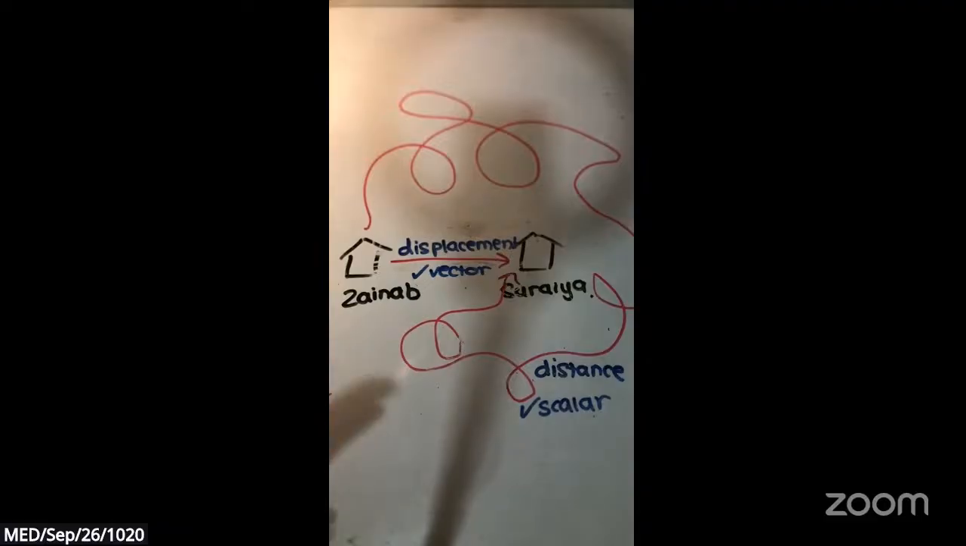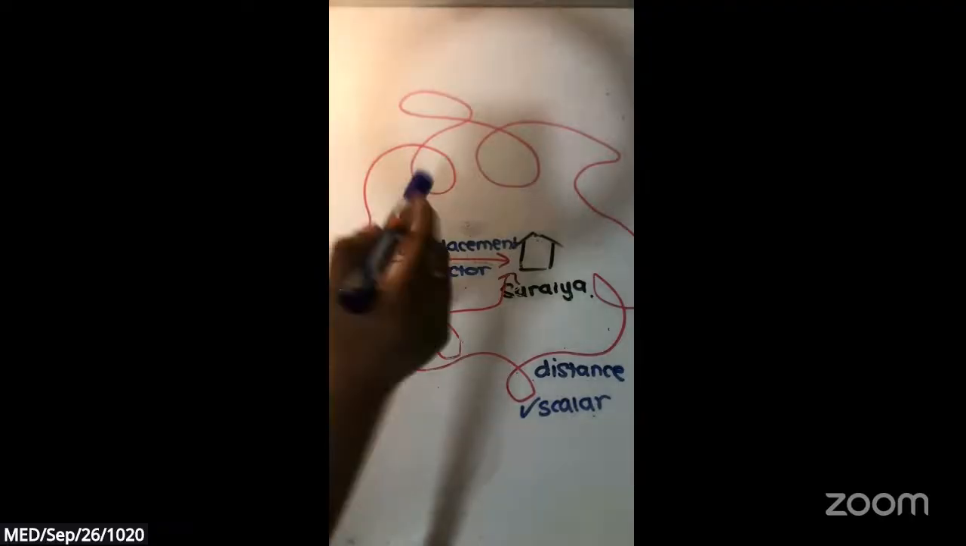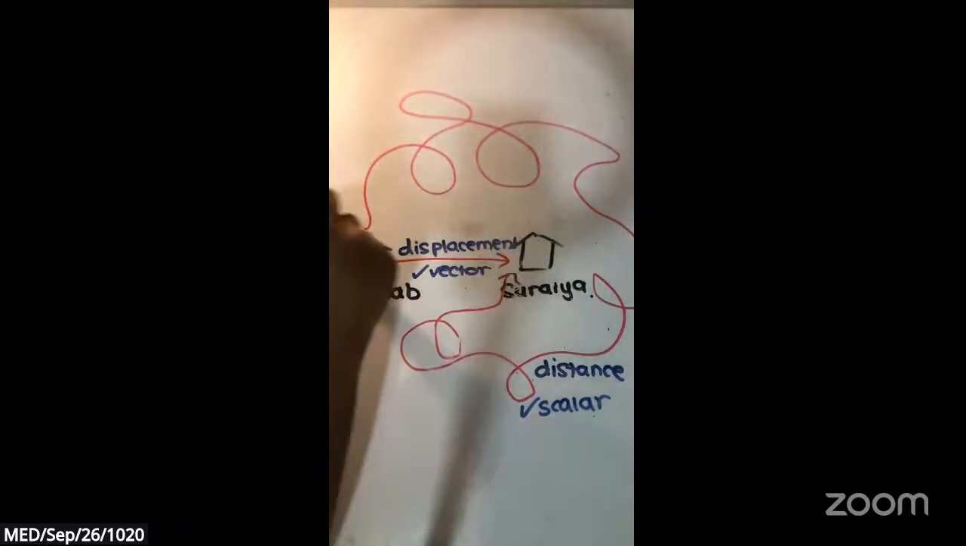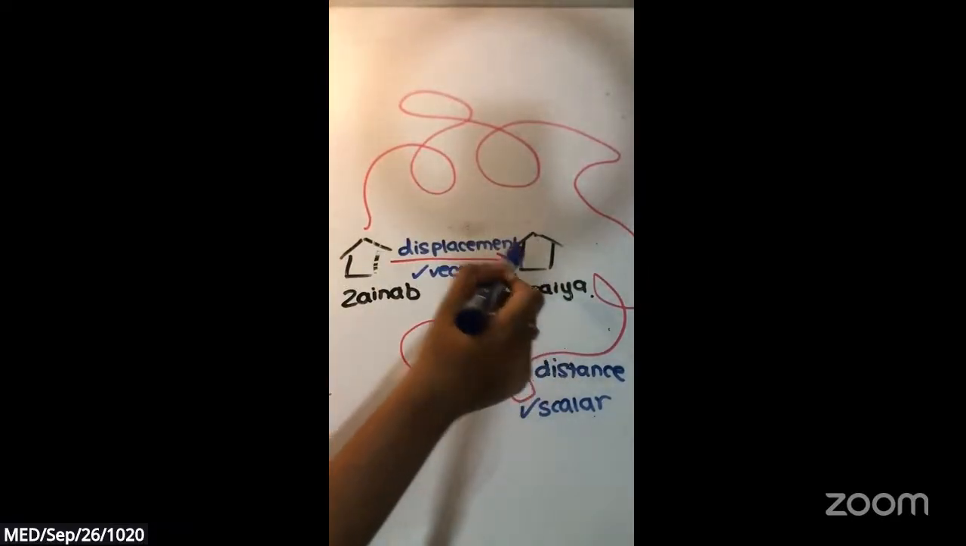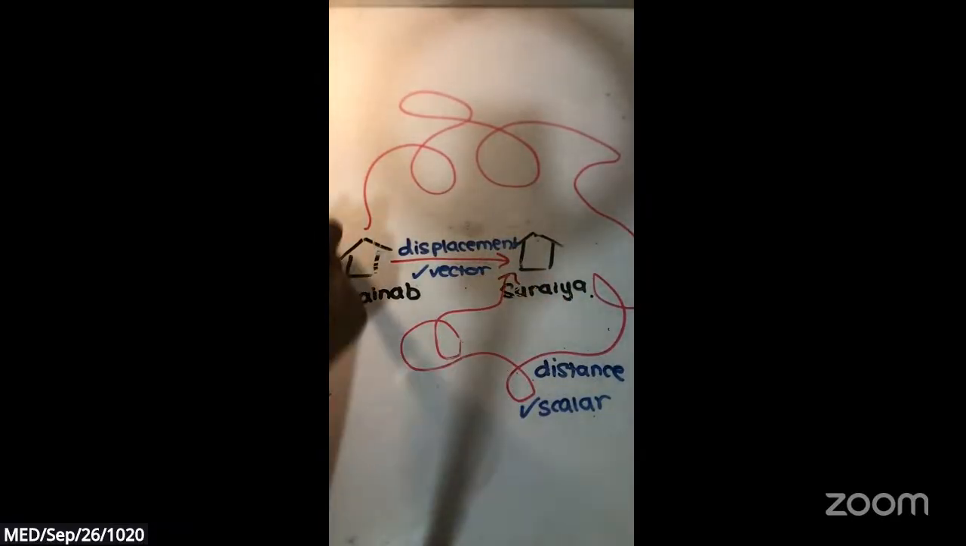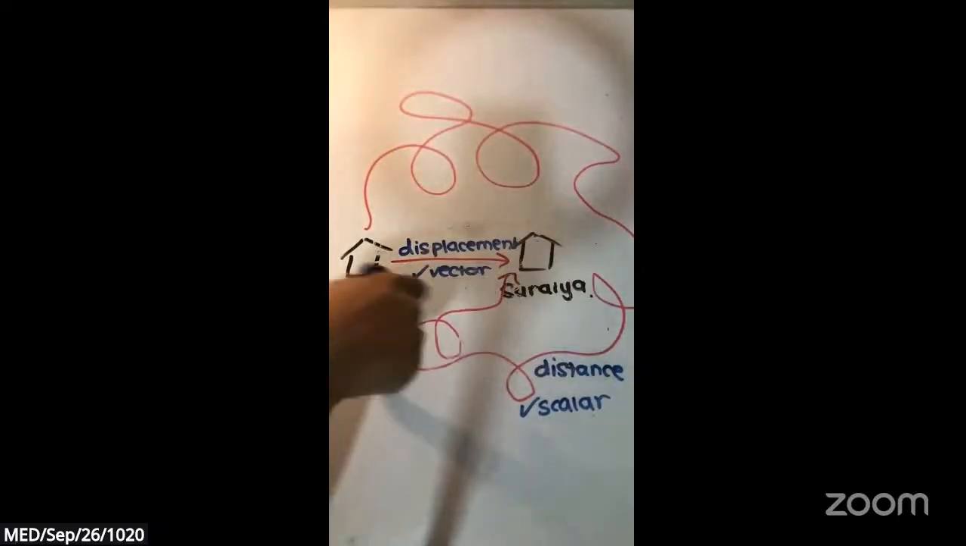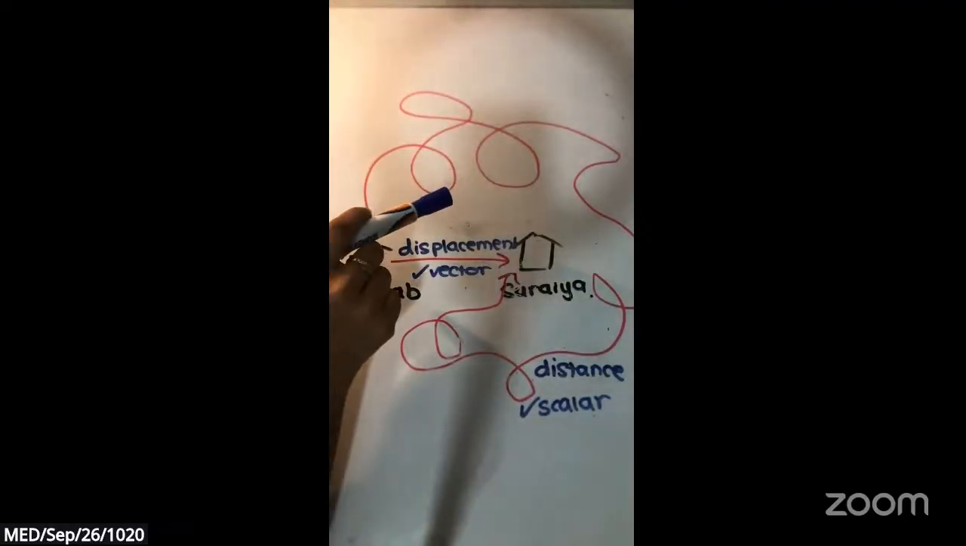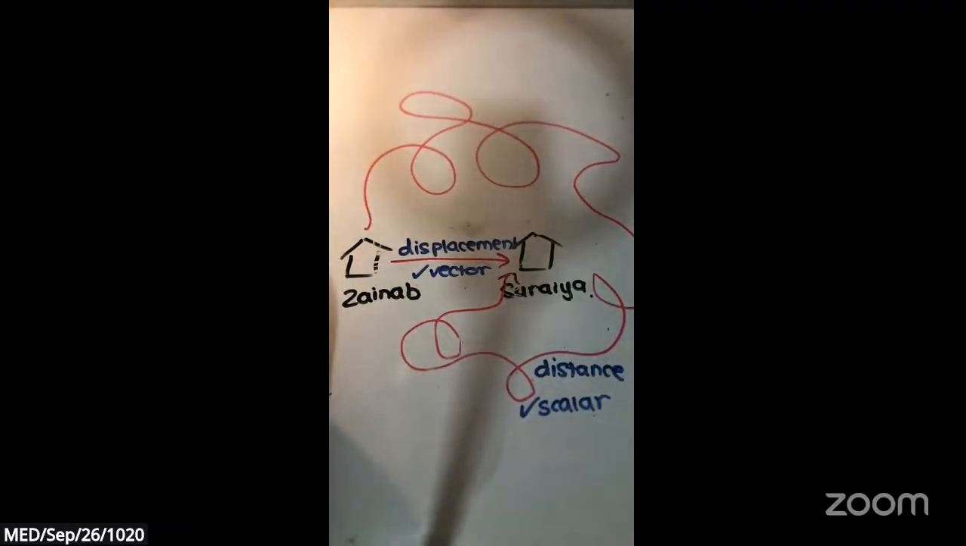If I show it to you in a proper way, what is a displacement? It is the shortest distance between two points. What is the distance then? The total path that is traveled, the total route that we are going. That is what you mean by distance.